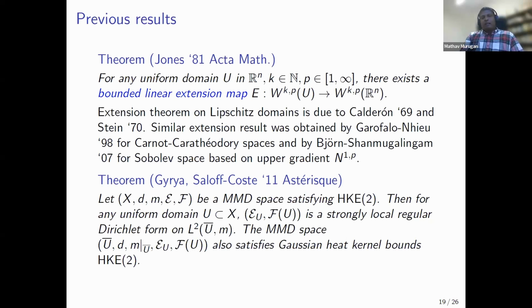And I would also like to point out that this theorem that I mentioned is not new when beta equals 2. In the Gaussian case, it was already known due to Gyrya and Saloff-Coste that the Gaussian heat kernel bounds are inherited by reflected diffusions on uniform domains.